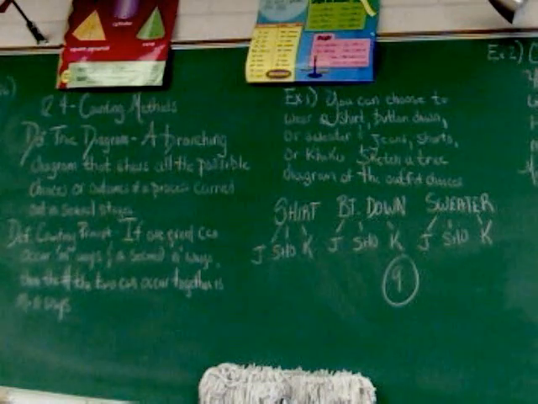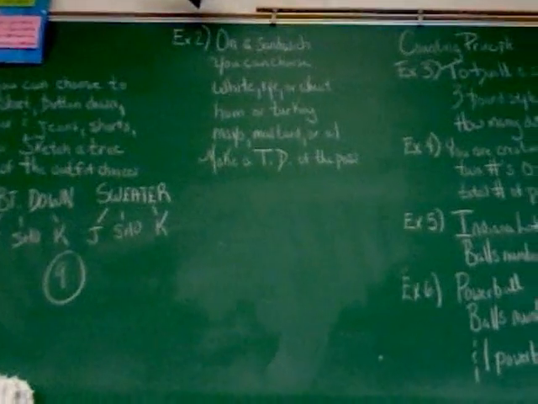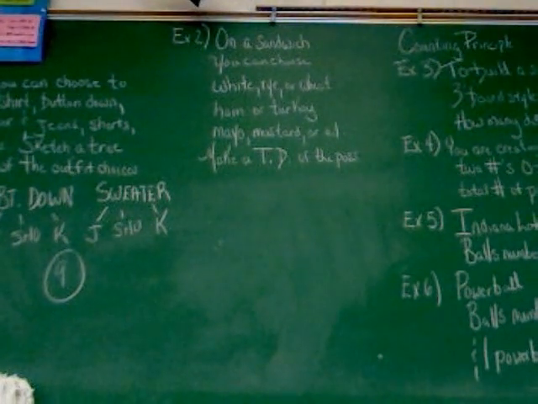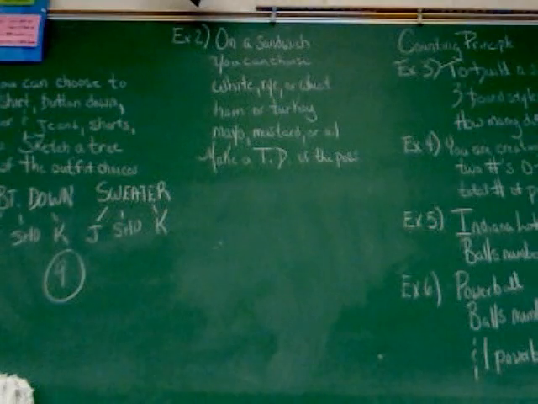Okay, let's go to example 2. On a sandwich, you could choose white, rye, or wheat, ham or turkey, mayo, mustard, or oil. Make a tree diagram of the possibilities.